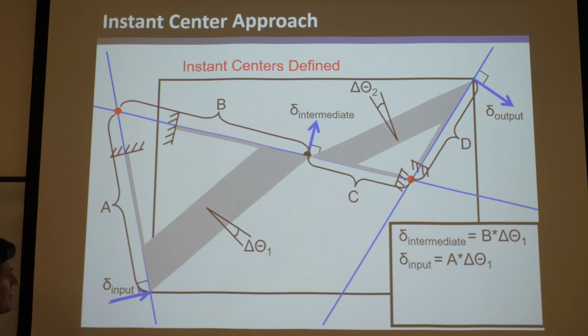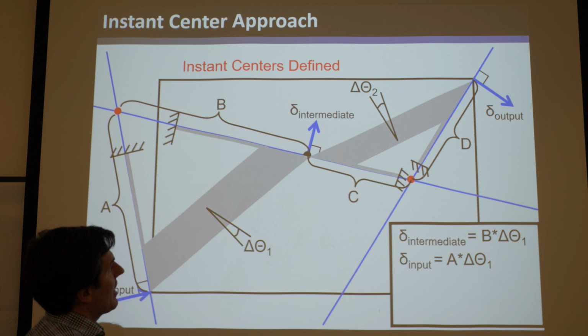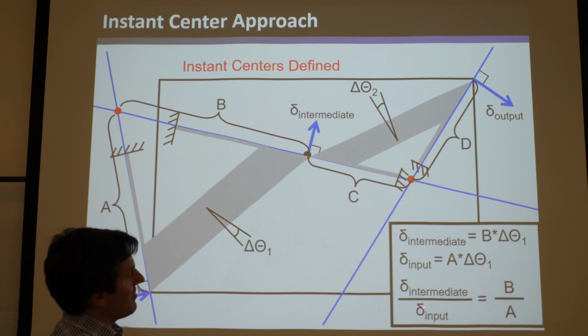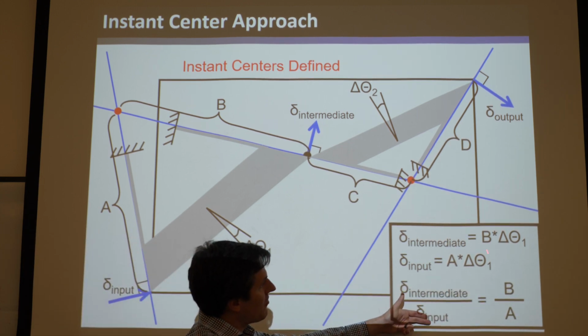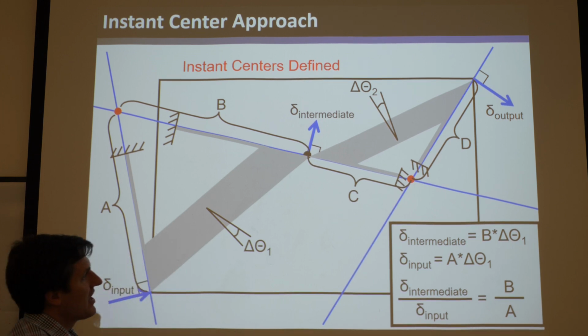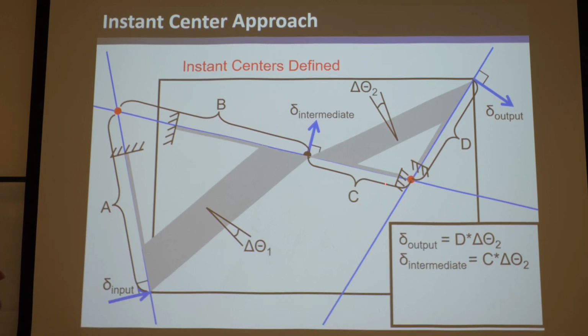And the input displacement equals a times the same angle, because this is a rigid body, it's going to all rotate the same. At every point it'll rotate the same, right? Now you take the derivative of these, intermediate to input, and you get b over a, and the theta cancels. Let's look at a different relationship now.